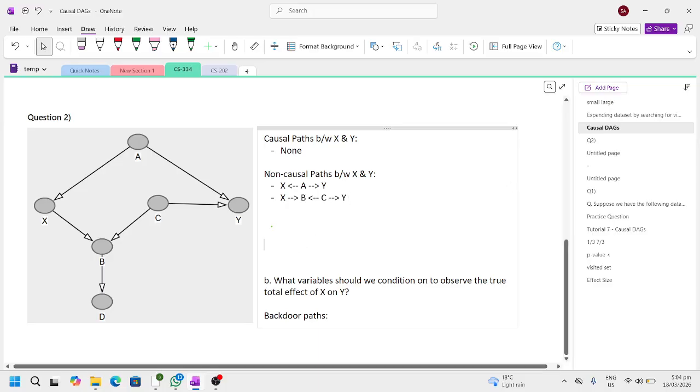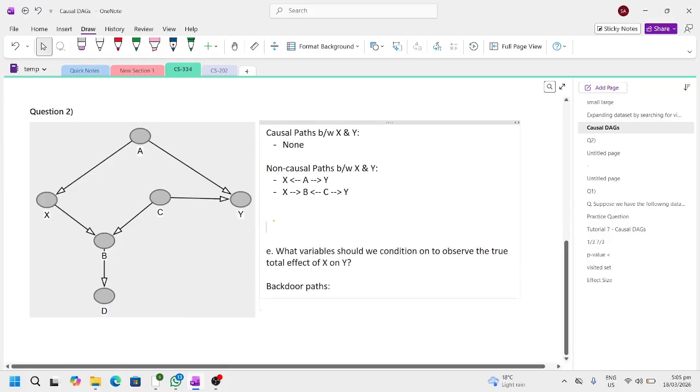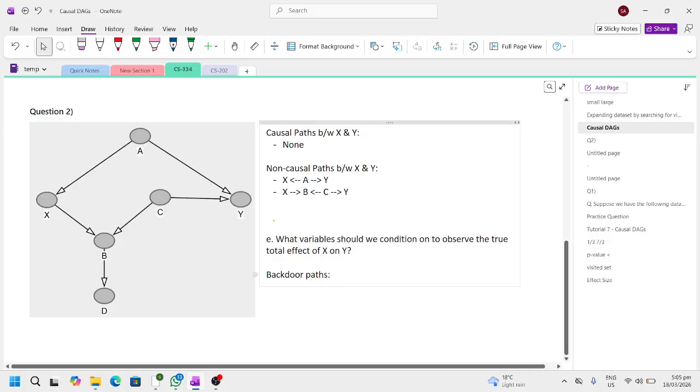All right, perfect. We have some d-separation questions. Even though this is the last part, it's part E, we will look at this part first, since this is a fresh concept. What variables should we condition on to observe the true total effect of X on Y? So we have to measure the impact of X on Y.